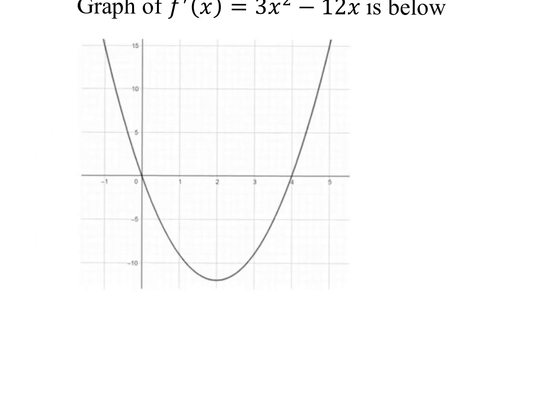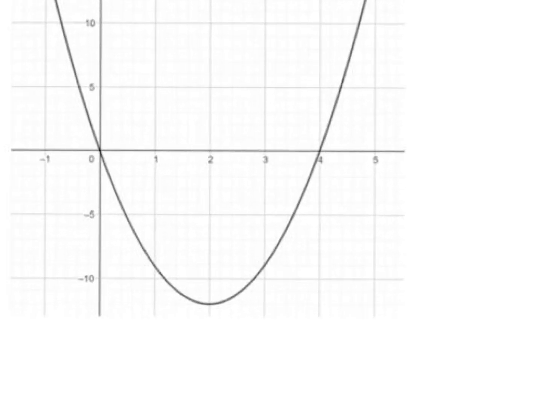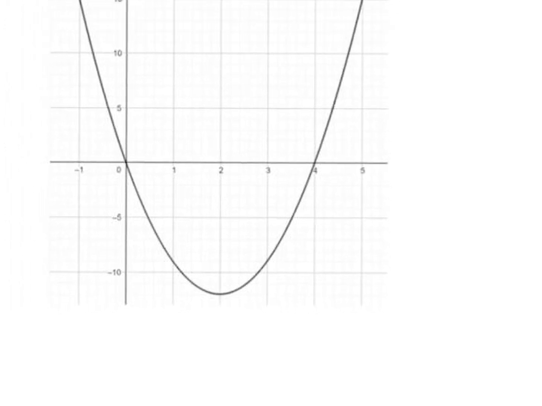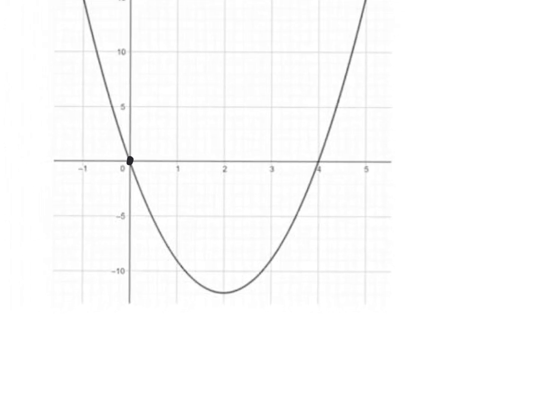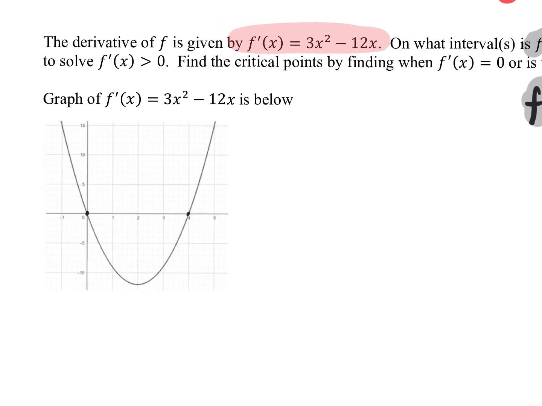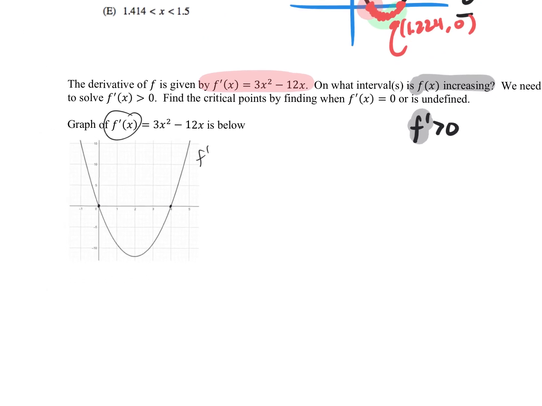Oh yeah, can you not see? I understand why. It's a terrible picture. Sorry about that. So it crosses the x-axis at 0 and at 4. And this is a graph of f prime, and that's what they told us above. My function f is increasing when f prime is positive. Where would we say?